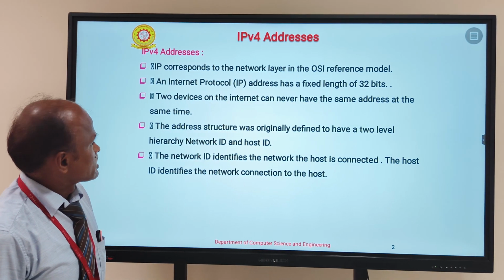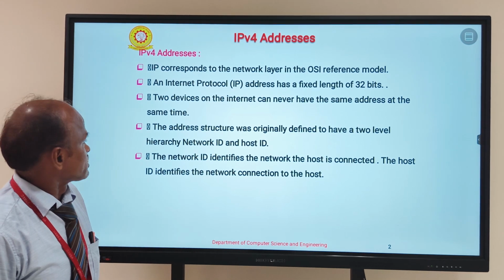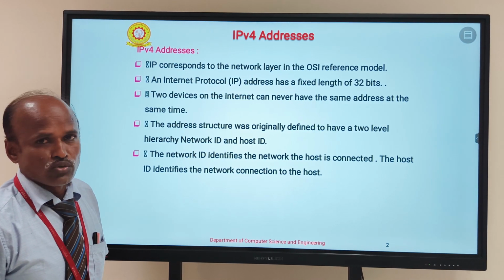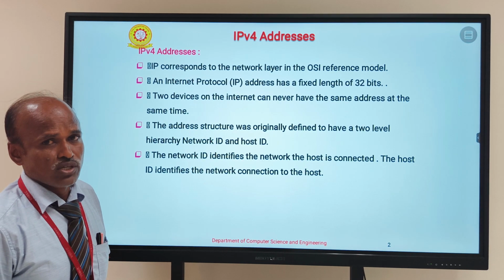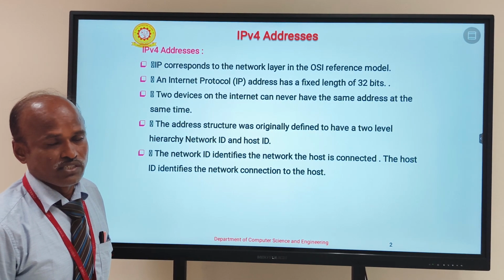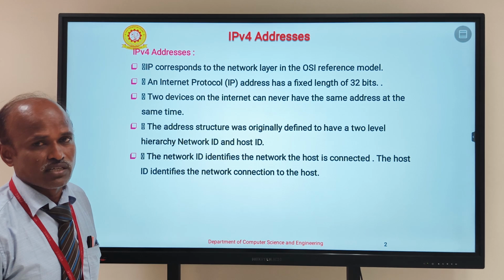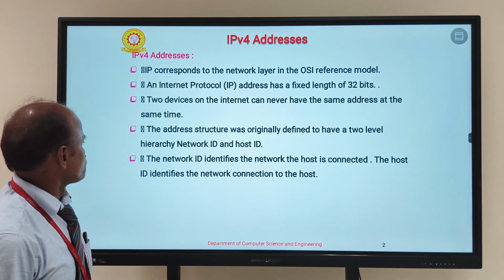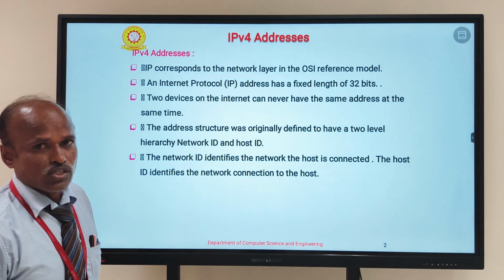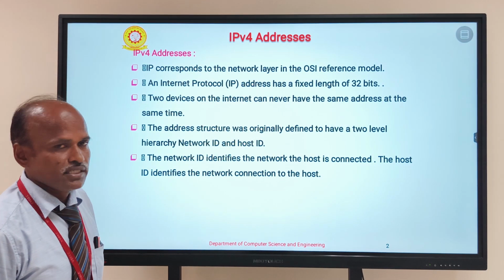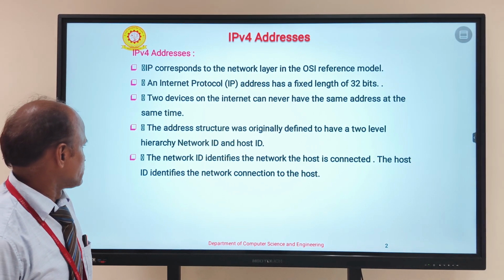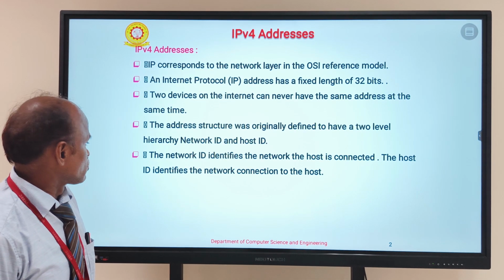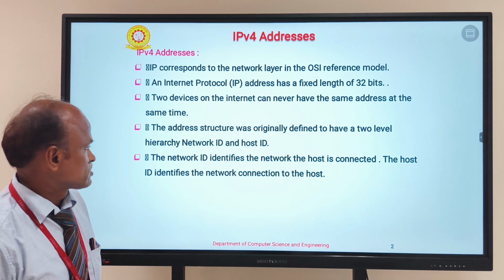Then two devices on the internet can never have the same address at the same time. So each device can use only one IP address, and only then can we transfer data from one device to another. So the same IP address cannot be used in two or more devices. Next, IP uses two levels of hierarchy: one is the network ID, another one is the host ID. The network ID identifies the network to which the host is connected. Then the host ID identifies the network connection of the host.